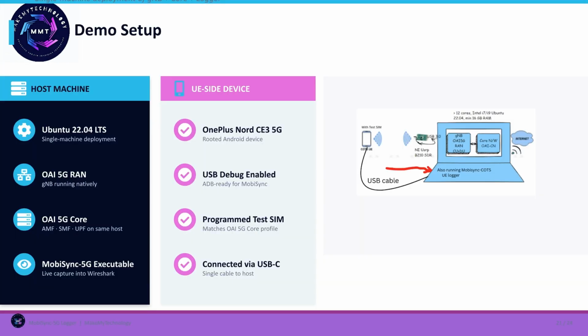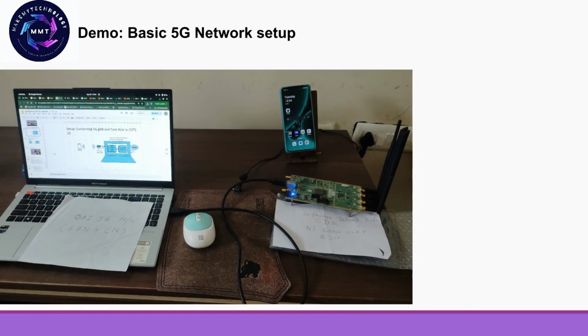The demo setup involves a host machine running Ubuntu with OAI 5G RAN and Core. The UE side device is a rooted Android phone with USB debugging enabled, connected via a single USB-C cable to the host. Here is a view of the basic 5G network setup. It shows a laptop running the host machine environment and the UE connected for logging.